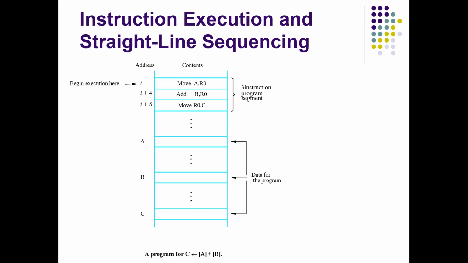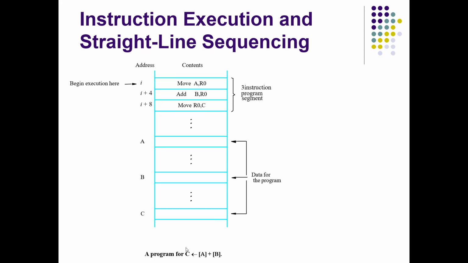Today we are going to discuss instruction execution and straight line sequencing. Suppose, imagine our aim is to add two numbers, for example a plus b, and store the result in C.